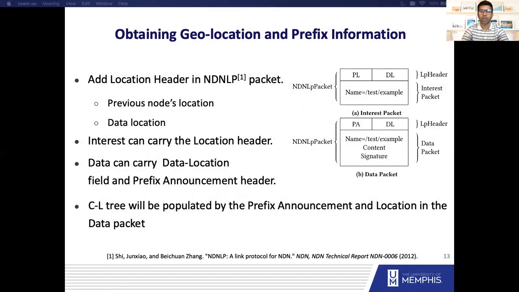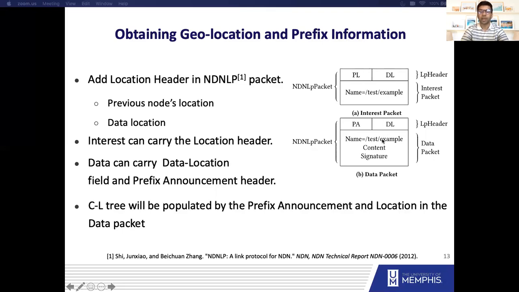We added a location header, which has two optional fields: previous node's location and data location. Interest can carry previous location and data location. In the data packet, destination location and the prefix announcement header are used. And each node attaches its own location in the previous location field before forwarding an interest.